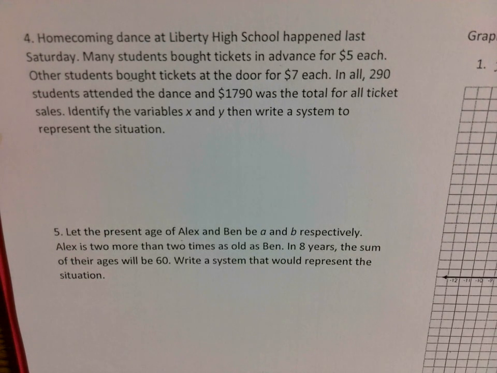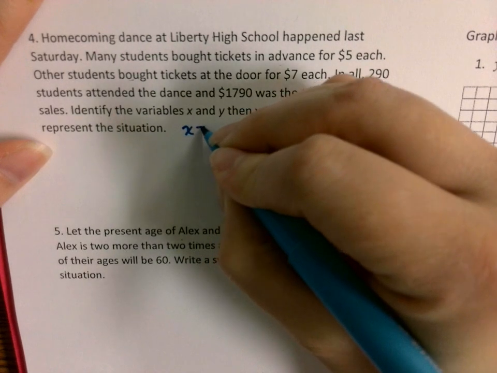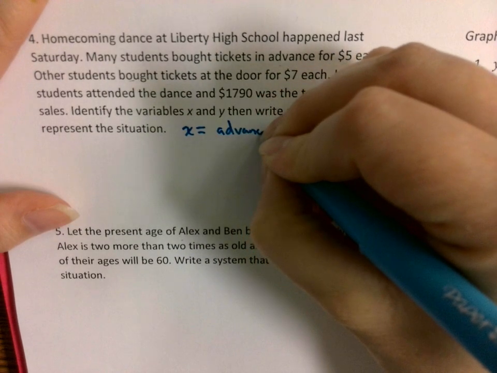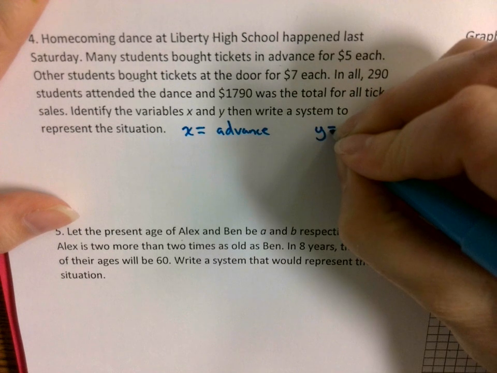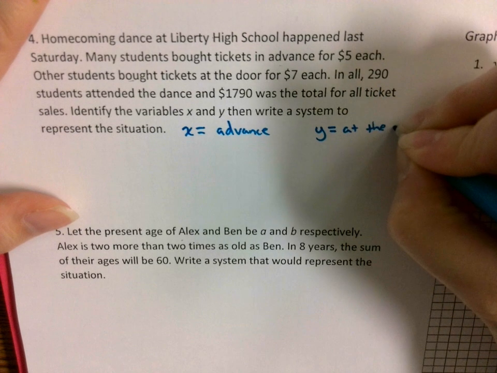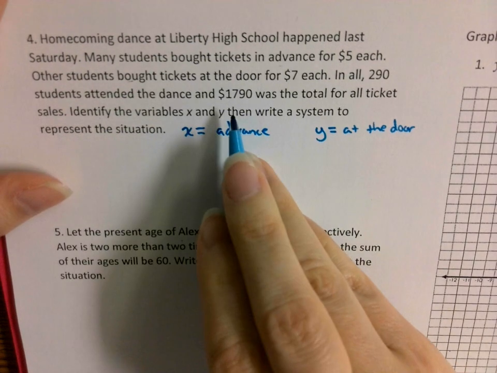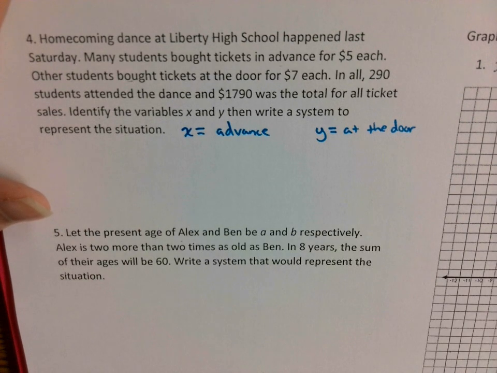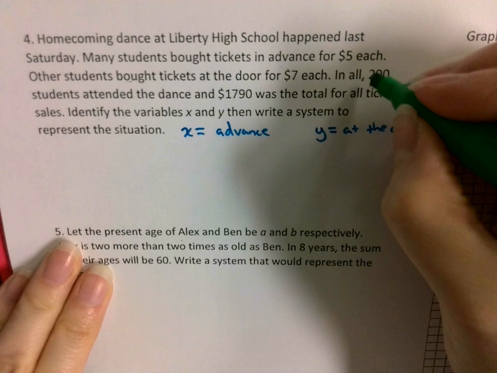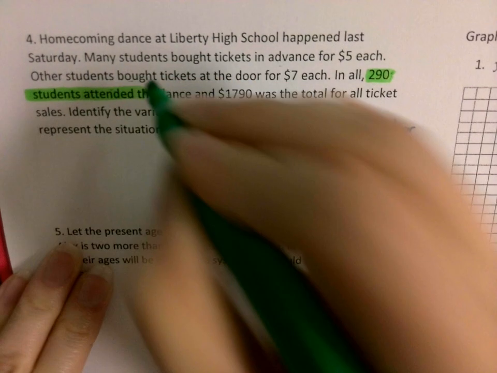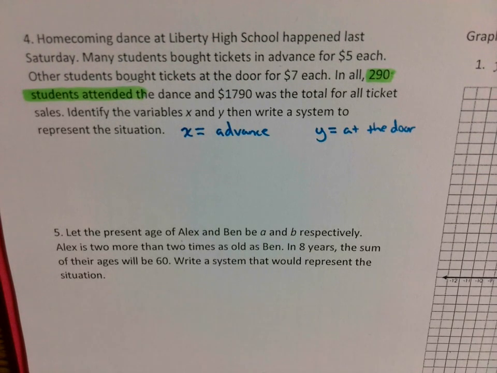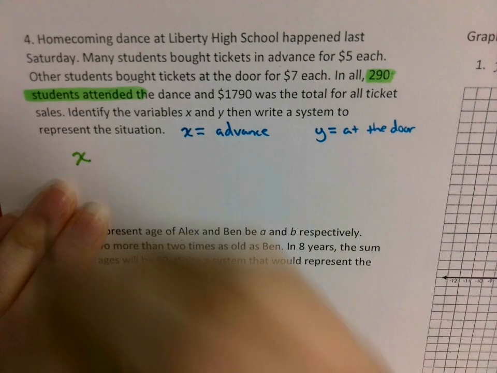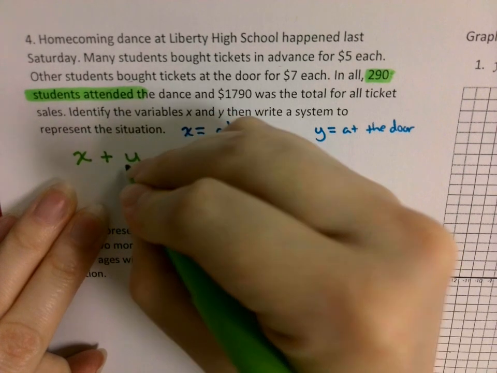So I'm going to let X, in this case, represent my advance purchase, and I'm going to let Y represent at the door. So the students that purchased in advance and the students that purchased at the door, that's going to be my X and my Y. Now, I know that there's a total of 290 students that attended. So I'm going to take the number of people who purchased in advance and the number of people who purchased at the door, add them together, and that comes out to 290.